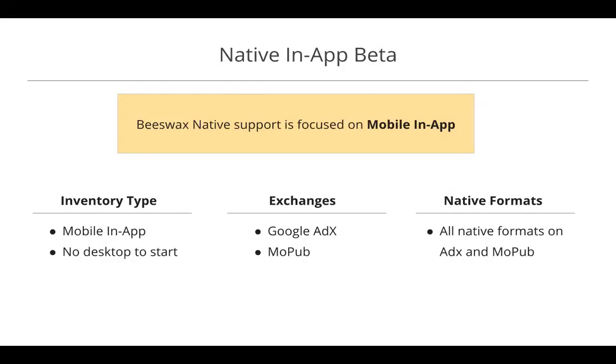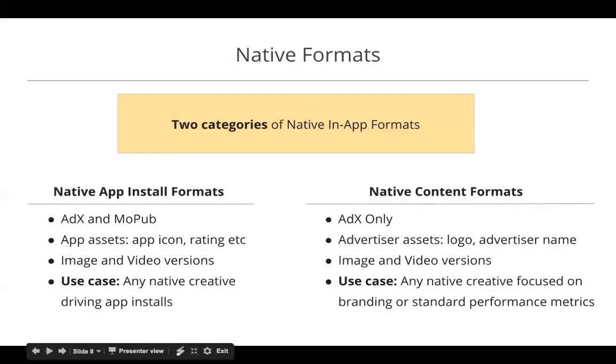So just to summarize the scope of our beta right now, the inventory type is mobile in-app. The exchanges are Google AdX and MoPub, and we'll talk about the scale that we have there later. And all of the formats that are available on AdX and MoPub are supported as part of this. So we have full support of Google and MoPub.